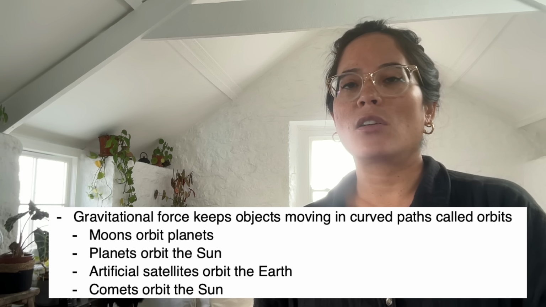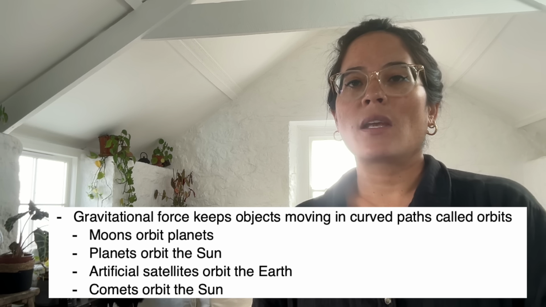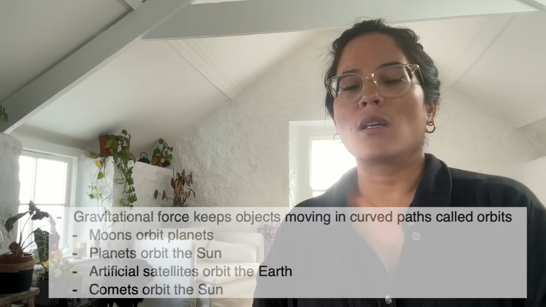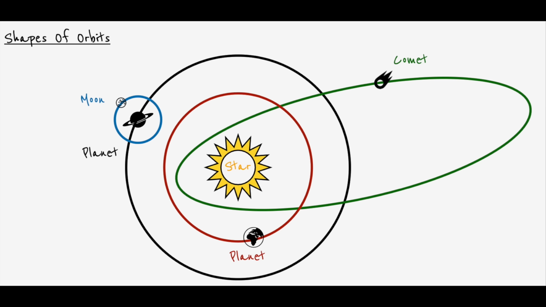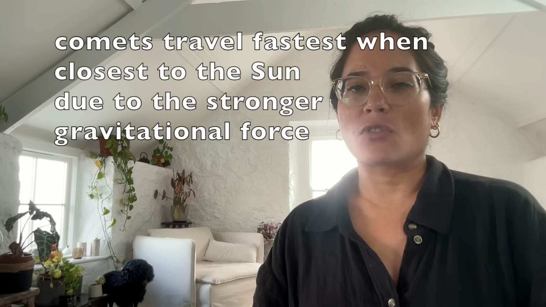So the gravitational force keeps objects in place, and that includes the moons orbiting planets, the planets orbiting the Sun, and the comets also orbiting the Sun. Just bear in mind the shape of the various orbits of these astronomical objects. Moons and planets have circular orbits, whereas comets have highly elliptical orbits. This means they orbit in a squashed oval shape. They travel fastest when they're closest to the Sun, and that's because the gravitational force is strongest here.